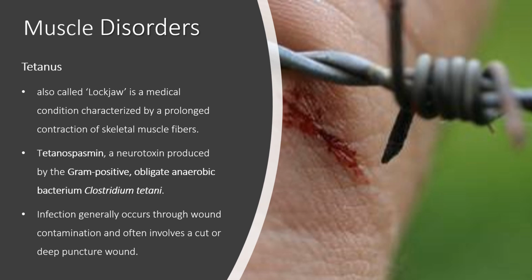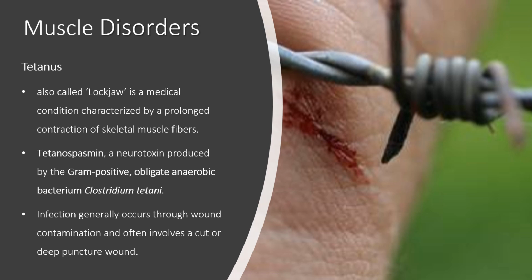Tetanus, also called lockjaw, is a medical condition characterized by a prolonged contraction of skeletal muscle fibers. You can catch tetanus through barbed wire or a rusty nail, and we get given a tetanus injection so that we can avoid getting lockjaw, which used to be the most horrendous condition before we had this injection that came along.